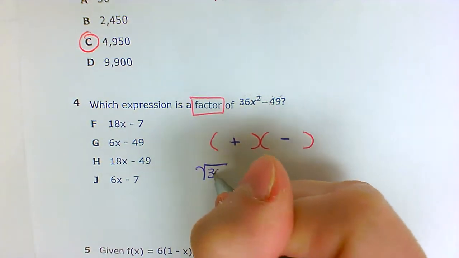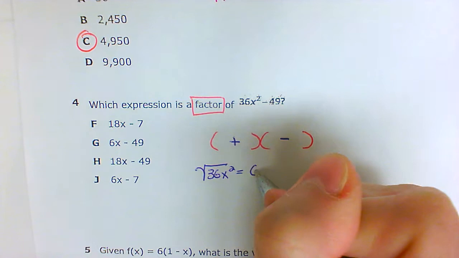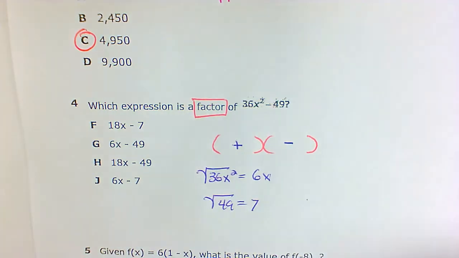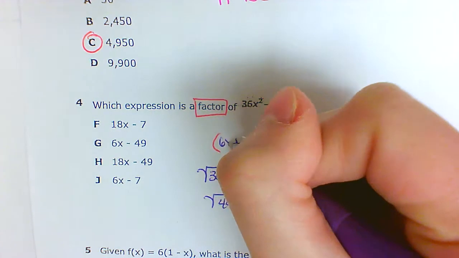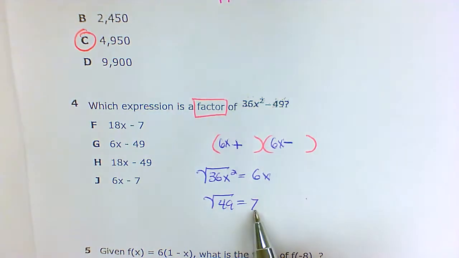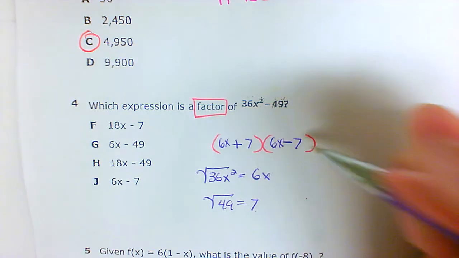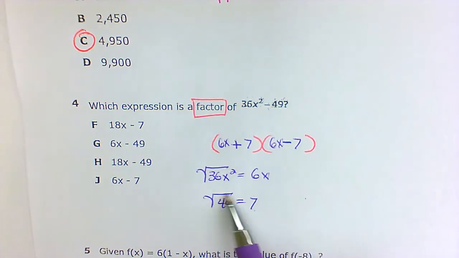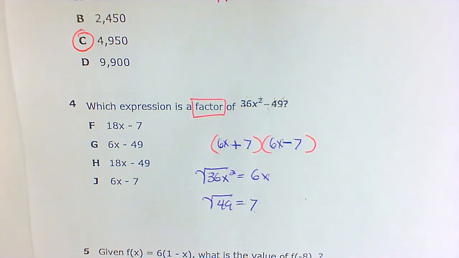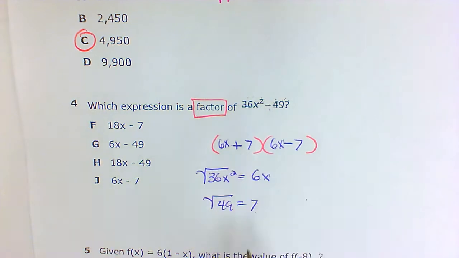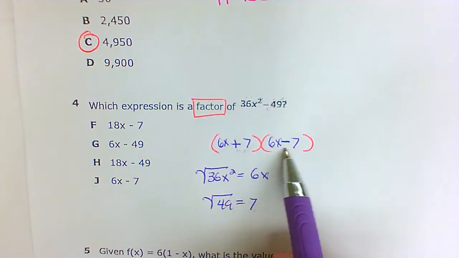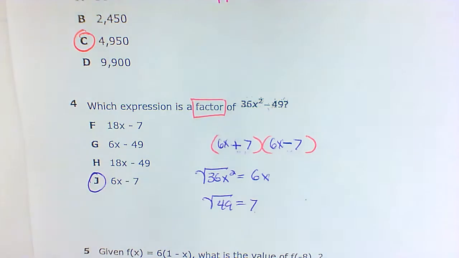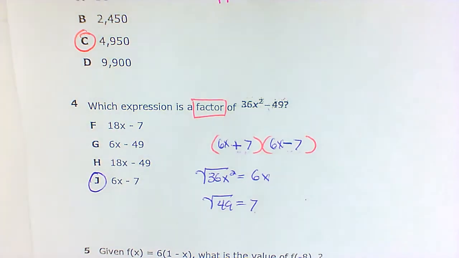So the square root of 36x squared is 6x. And the square root of 49 is equal to 7. So that means this one came first, so I've got 6x and 6x. 7 was second, so it's got to go second in each set of parentheses. Now the reason you don't take the negative sign is if you take the square root of a negative 49, it's going to give you an error. But the negative sign came from multiplying a positive 7 and a negative 7 together. That's why there's got to be two different signs. So the one that matches up is answer choice J.